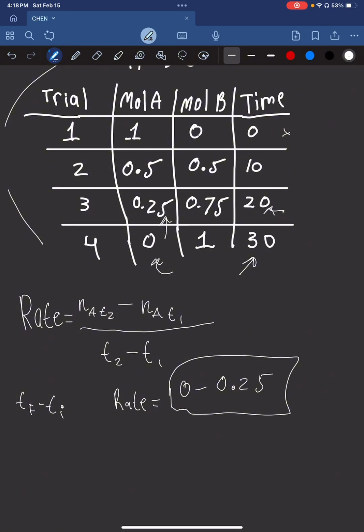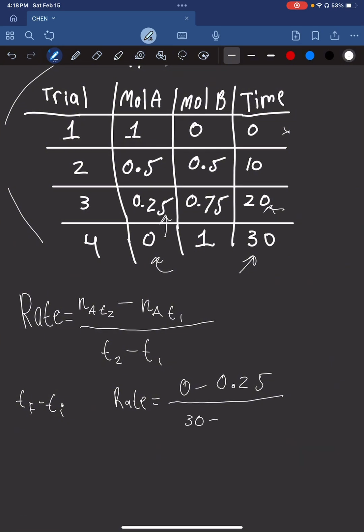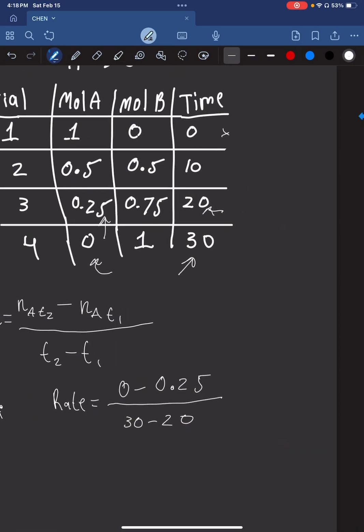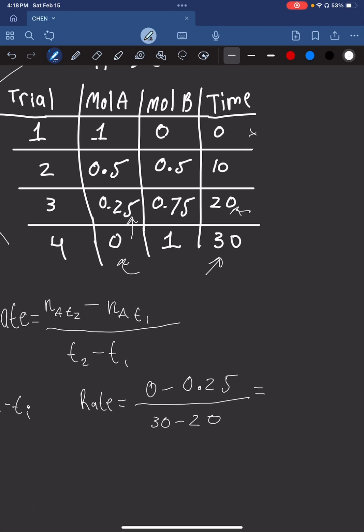You see that we're doing 0 minus 0.25, and we know that this is a negative number, which means we're doing it right because the rate of reactant is always negative. So if we're working on A and we saw that our top number is positive, then we did something wrong. And our time difference is 30 for T2 and 20 for T1. Now we just solve this. This would be negative 0.25 over 10, right?